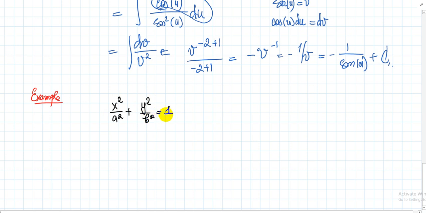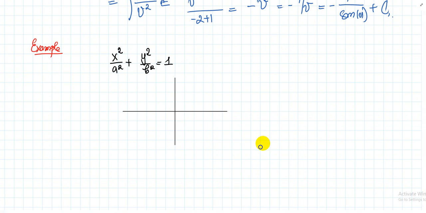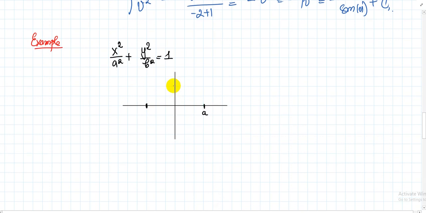Okay? Do you remember what an ellipse was? Or do you know what an ellipse is? It is a circle with two radii, okay? A horizontal radius and a vertical radius. Okay? So the horizontal radius is given by a, okay? And the vertical radius will be given by b. So basically this distance is equal to b, and this distance is equal to a, okay?